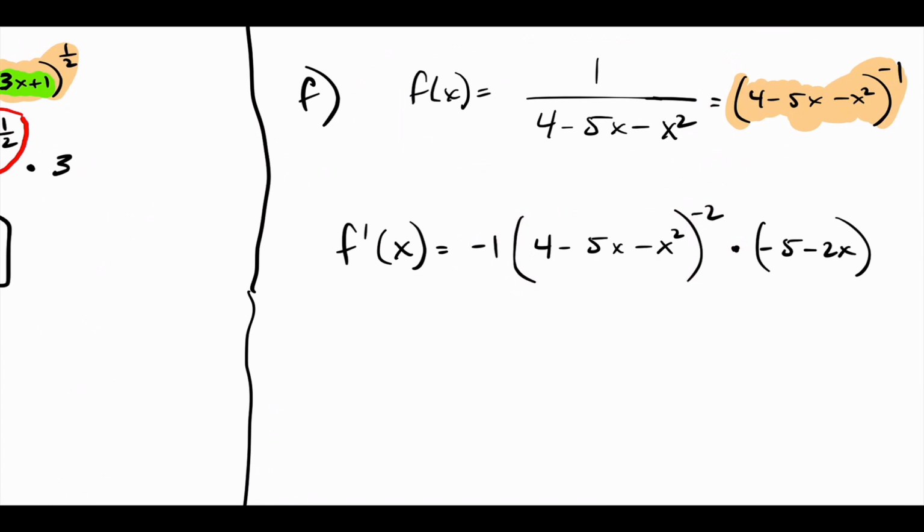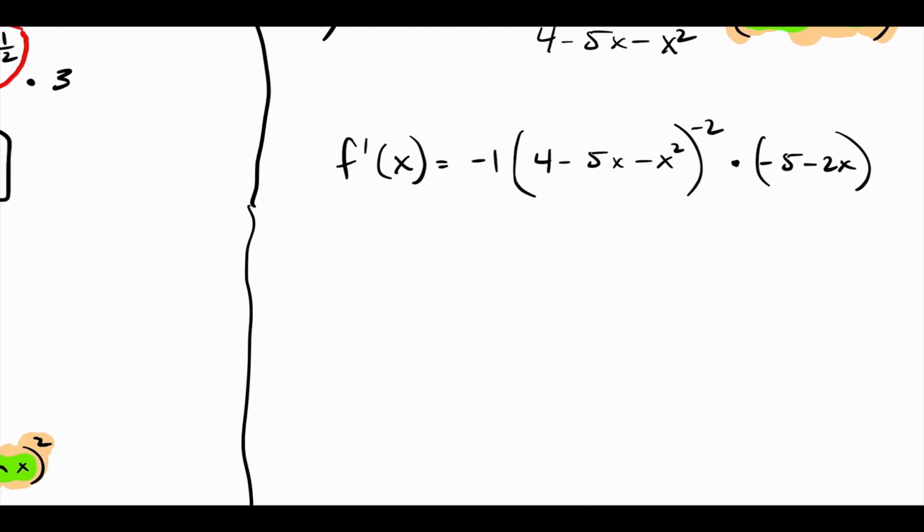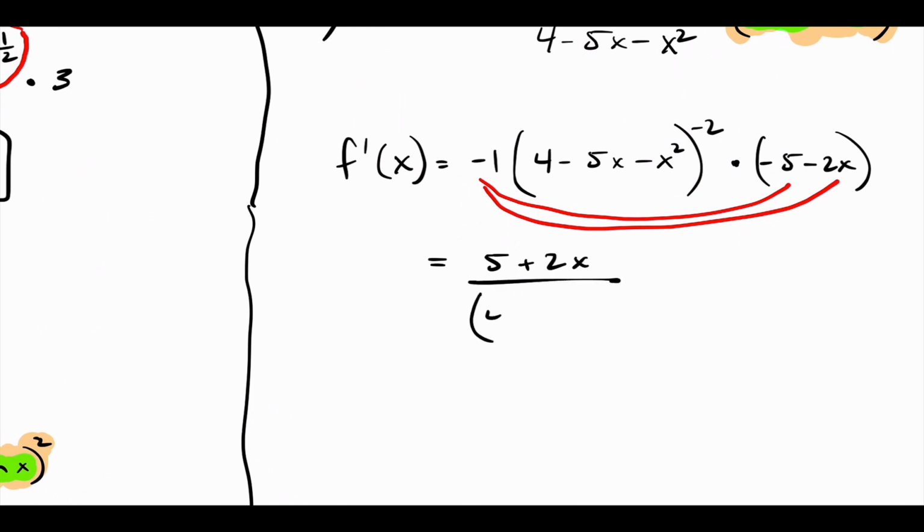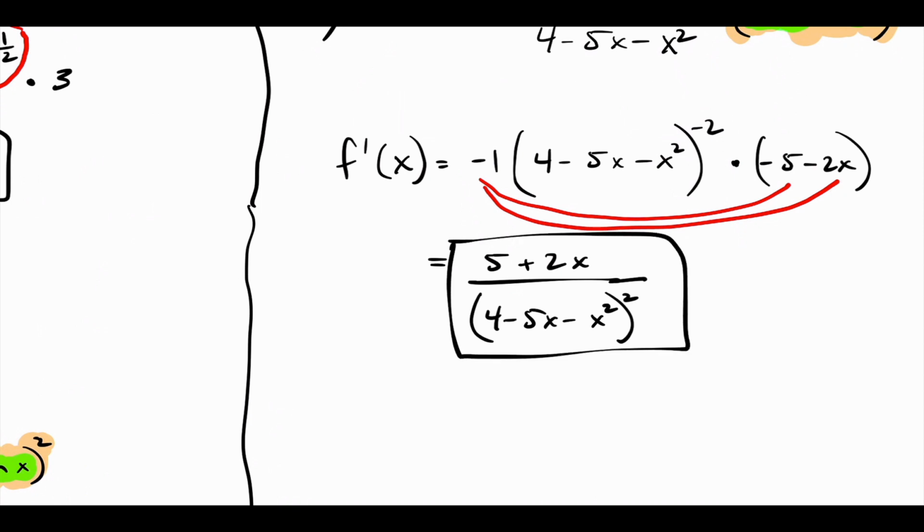Times the derivative of the inside. Derivative of the inside is a binomial this time. It's negative 5 minus 2x. That's the derivative. So when I simplify it, I have to distribute this guy to this guy and that guy there. So it's going to be positive 5 plus 2x. Move the other guy back to the bottom. Done.